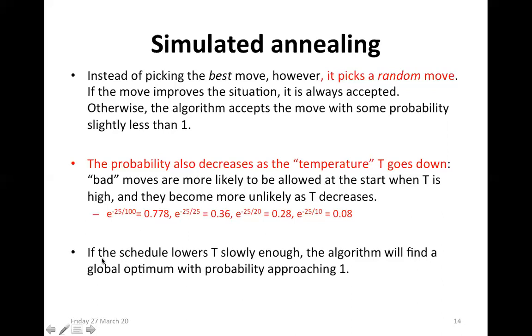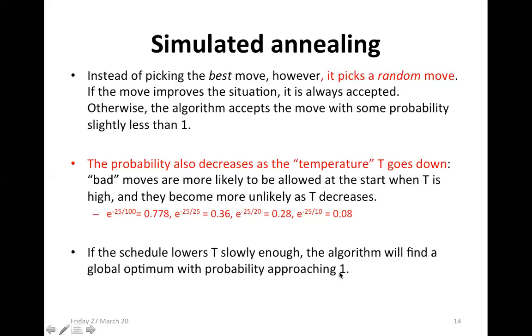And now comes the third point. If the schedule, this is the function that you have in the algorithm, if the schedule lowers T slowly enough, so in the algorithm, the function that we have, and the name of that function is schedule, if that function lowers the value of capital T slowly and slowly, then what will happen? The algorithm will find a global optimum with probability approaching one.